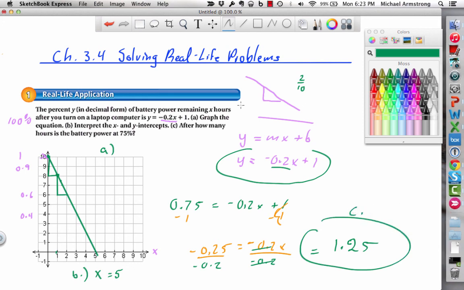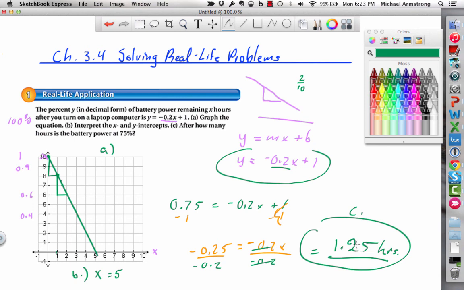Okay, so just to be clear, letter C is answering the question, after how many hours is the battery power at 75%? So this is 1.25. That's 1.25 hours. Okay, so it's a little more than an hour. It's an hour and 15 minutes if you want to know the truth, because 0.25 is a quarter, and a quarter of an hour is 15 minutes. So you've lost a little bit in 1.25 hours.